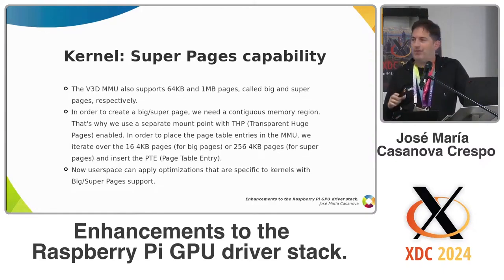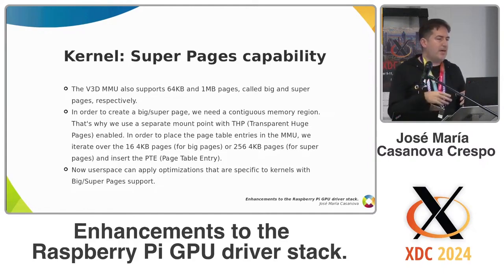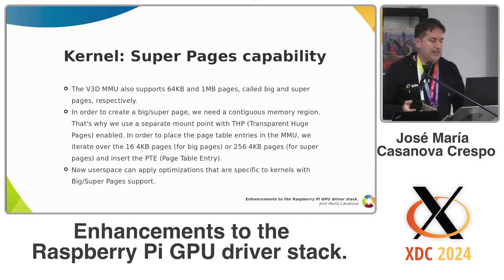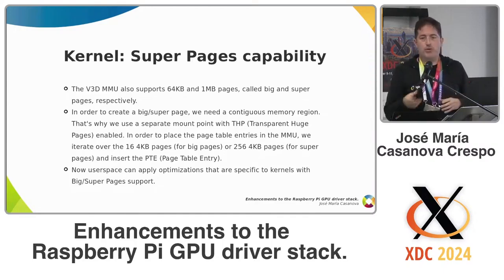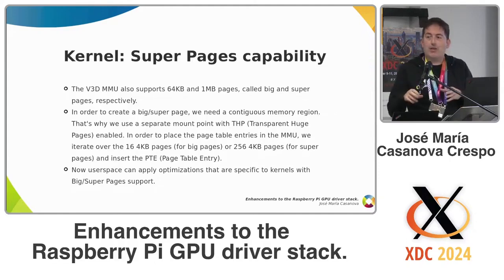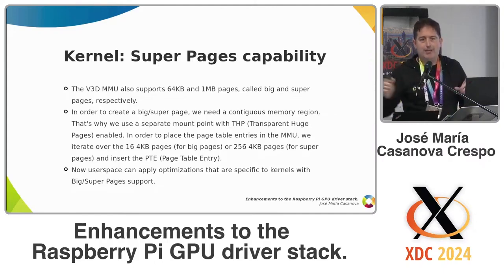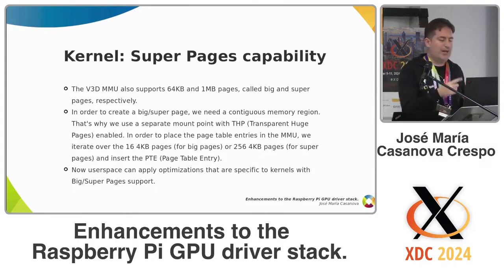One interesting feature that we have recently enabled in the kernel is the support of the super pages capability. The V3D memory management unit supports 64 kilobyte and 1 megabyte pages. These are called big and super pages. To manage that, we need to create a contiguous area of memory, so we need to enable transparent huge pages support in the kernel. In the end, we are putting, for example, 16 4K pages together, and this can be represented with only one page table entry.